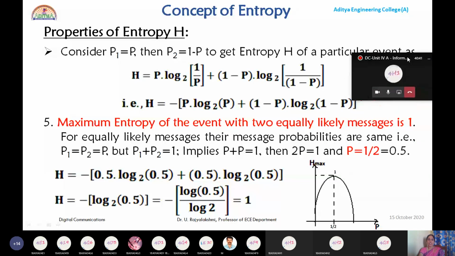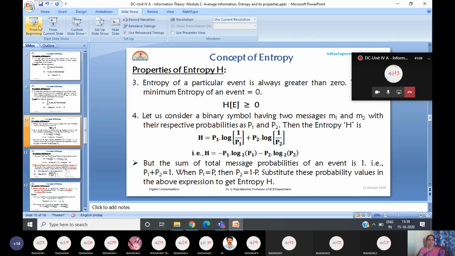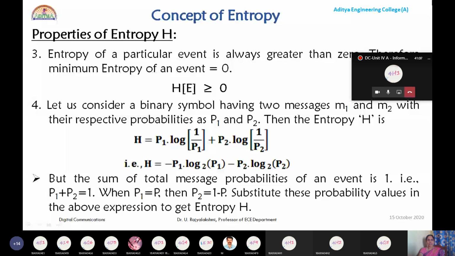So here in this case, we considered a particular event consisting of two messages, M1 and M2, with their respective probabilities as P1 and P2. Then its entropy will be P1 log 1 by P1 plus P2 log 1 by P2. We assumed a binary symbol consisting of two messages M1, M2 with their respective probabilities as P1 and P2. Then entropy will be minus P1 log P1, since P1 was in the numerator, so you will get minus P1 log P1 base 2 and minus P2 log P2 base 2.